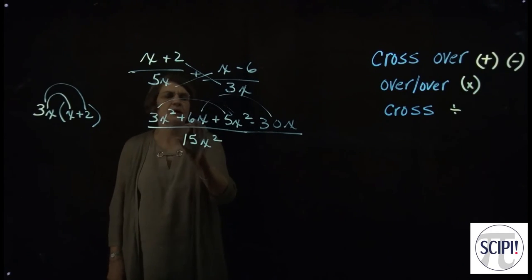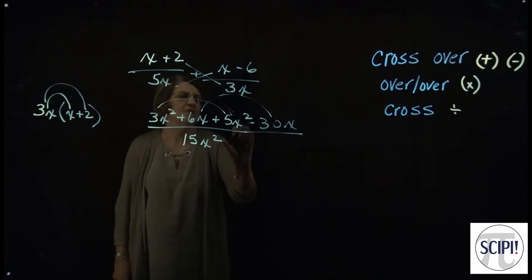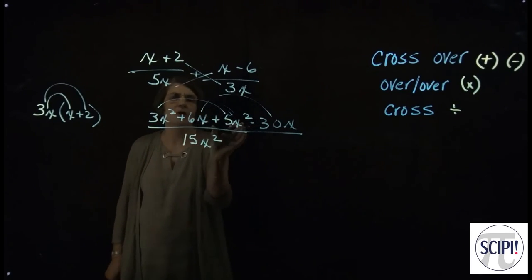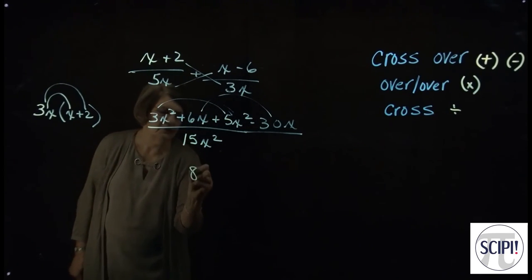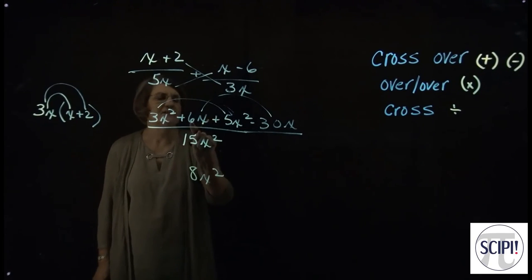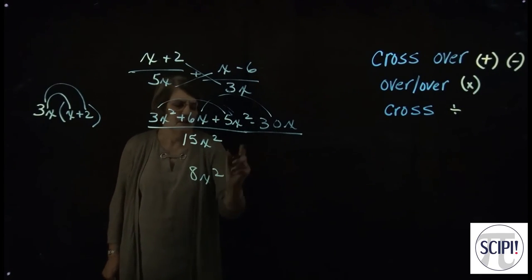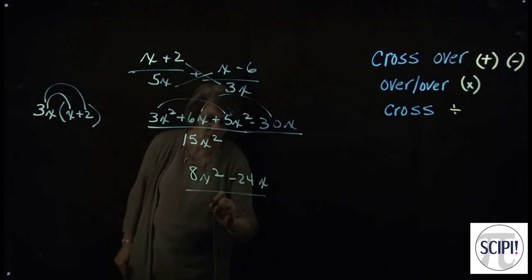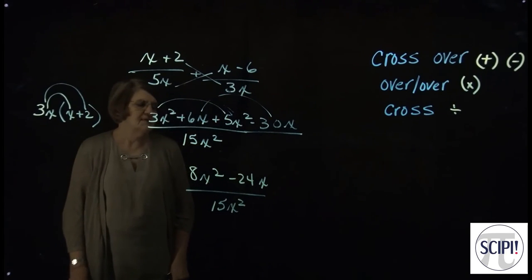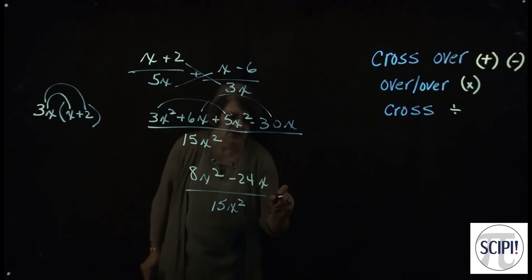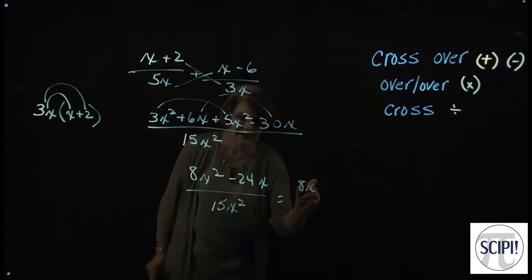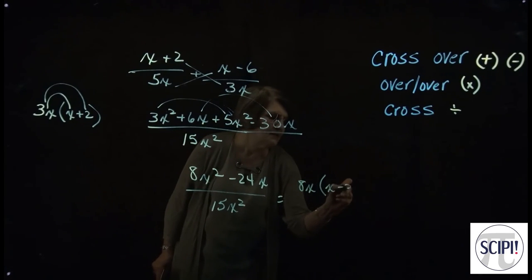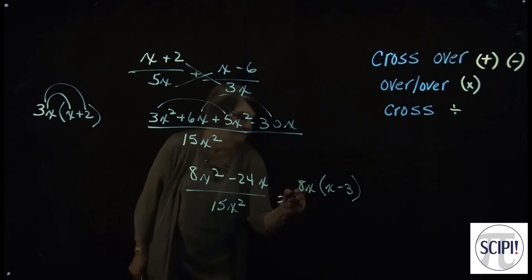Now we have 3x squared plus 6x plus 5x squared minus 30x, and we want to group our like terms. So we end up with 8x squared, and we have 6 minus 30, which is going to give us minus 24x over 15x squared. Now, does anybody see a way we could simplify the numerator? Good. We could take out an 8x, which would give me x minus 3 on the bottom.